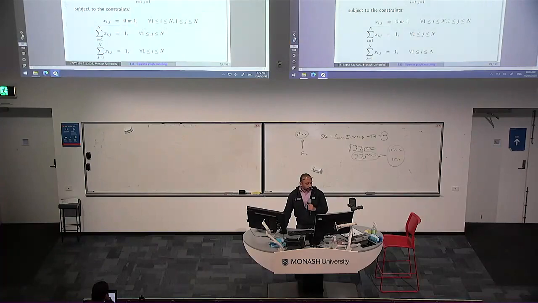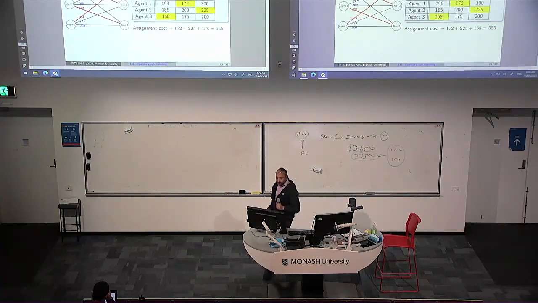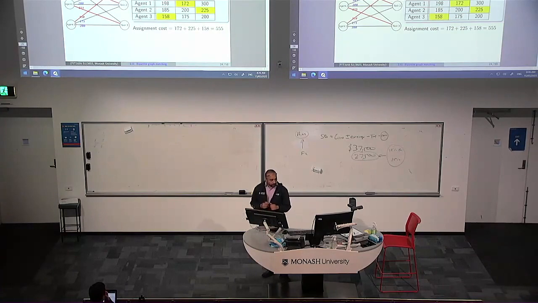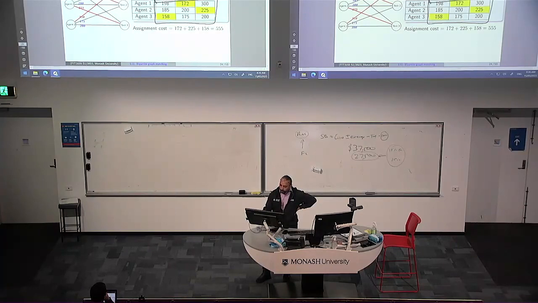Now, how do I rationalize this problem? I'll just put my mic down and hopefully I can still be audible, because I need my hands free for the moment. All right, so you can think of this to be what's called the original cost matrix.